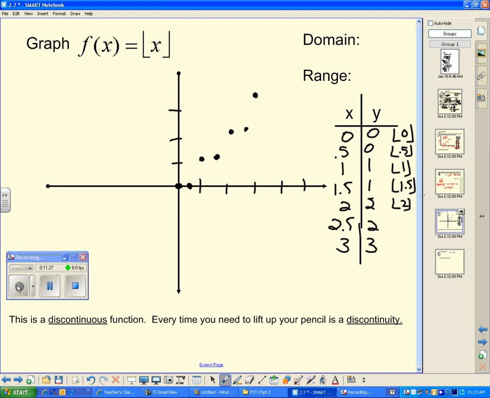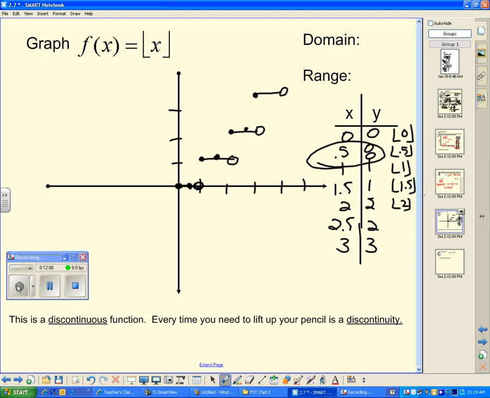And now the key to this is I have to know where I'm going to jump up. So what's the very last number in here that's going to have a y-coordinate of 0? 0.99. So I'm going to go all the way over to 1, because 1 is where I'm going to jump up, and I'm going to put an open circle there. Same thing here. Go all the way over to 2 and put an open circle. All the way over to 3, open circle. All the way over to 4, open circle. These are just the points that I had on my table. You don't have to have those dots in there.